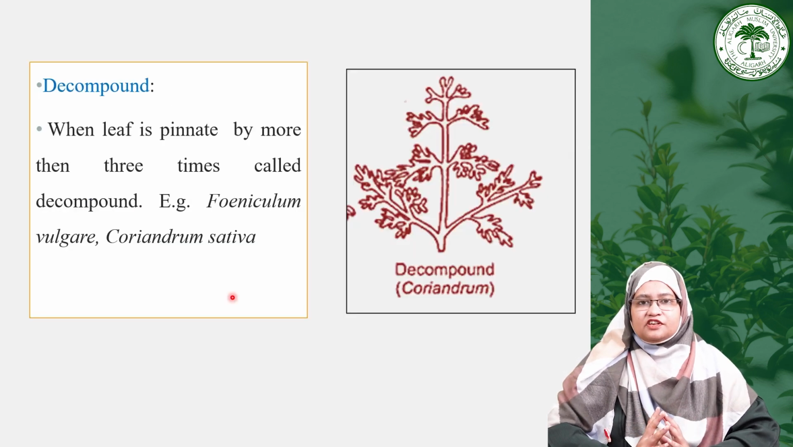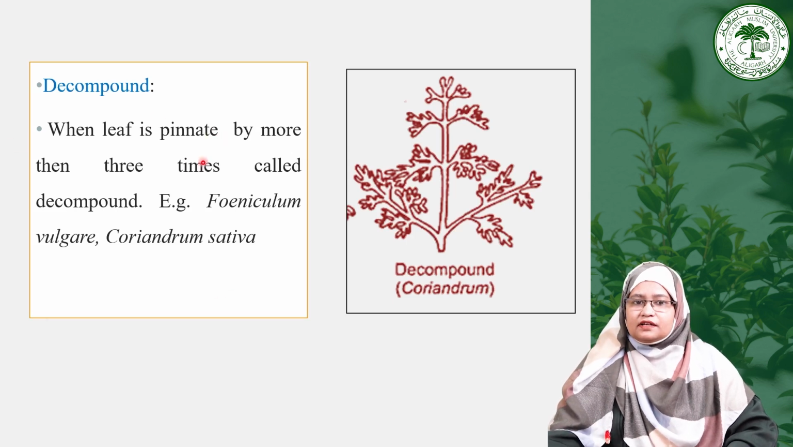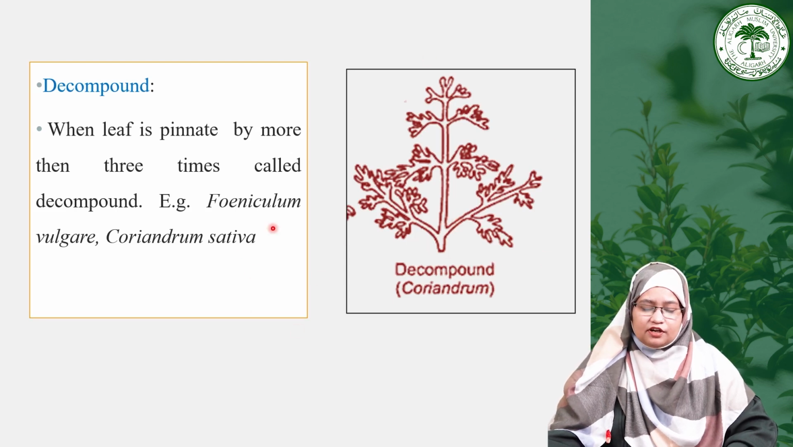Then the next type of compound leaf is the decompound. When a leaf is pinnate more than three times, it is called a decompound leaf, as in the case of Coriandrum, as you can see here, or in the case of Foeniculum vulgare.